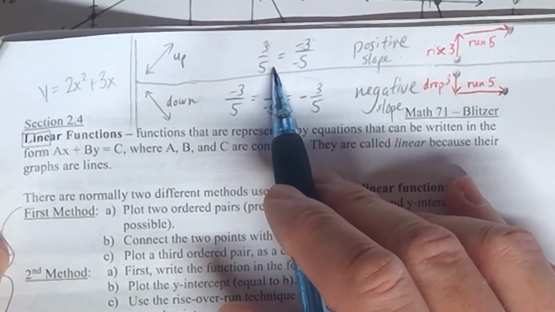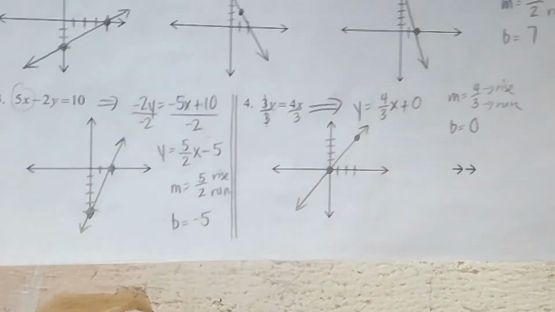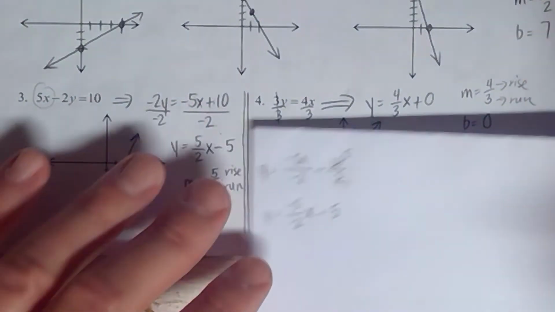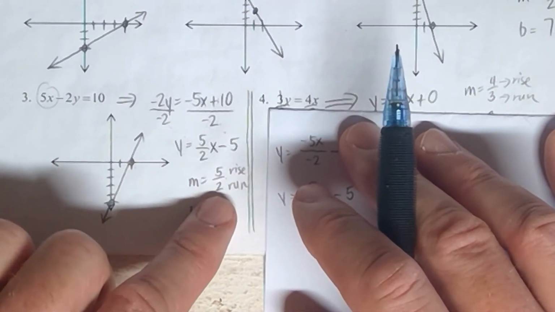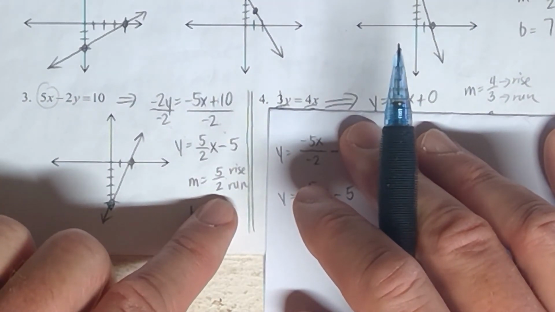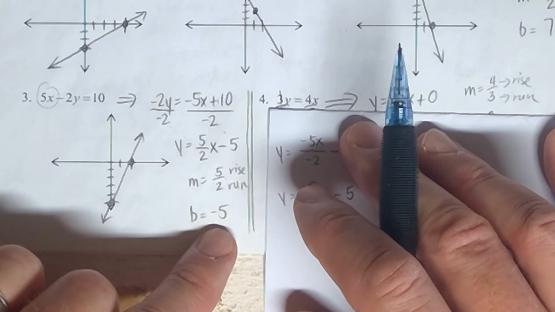I'm okay if you don't do that. You can keep it as negative over negative. That's okay, but I'm just telling you that you can do that. So the slope is 5 over 2. The y-intercept is negative 5.